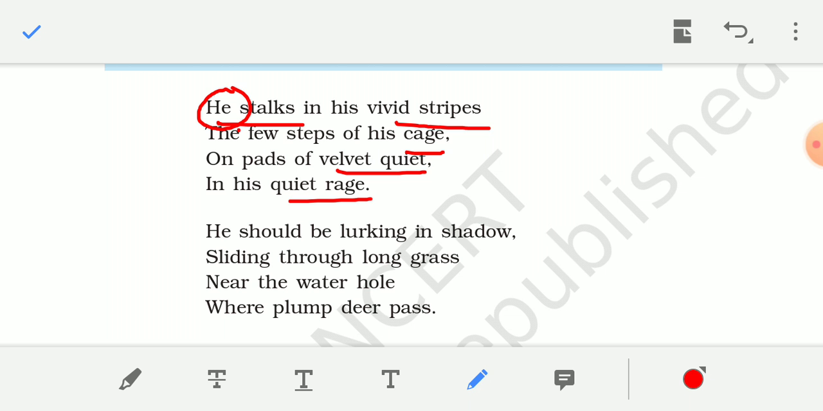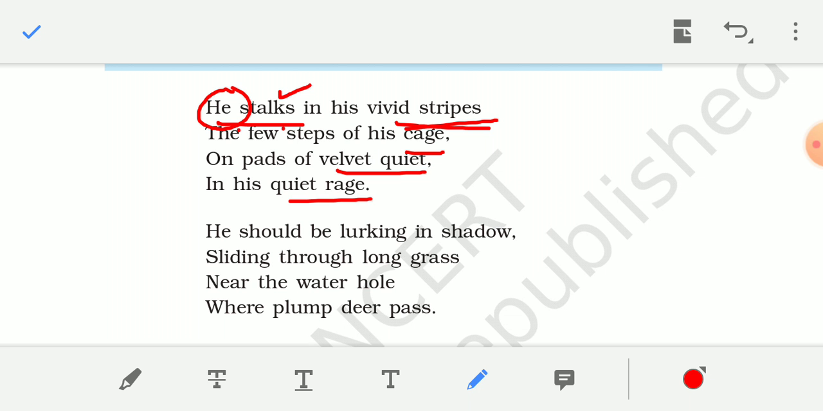Okay, he stalks in his vivid stripes. Here, my dear students, stalks means moving slowly and silently in order to kill or hunt somebody. So here the tiger is moving slowly, silently, and in his vivid stripes. Here vivid stripes, stripes means the black marks that the tiger has on his body. So that looks beautiful.